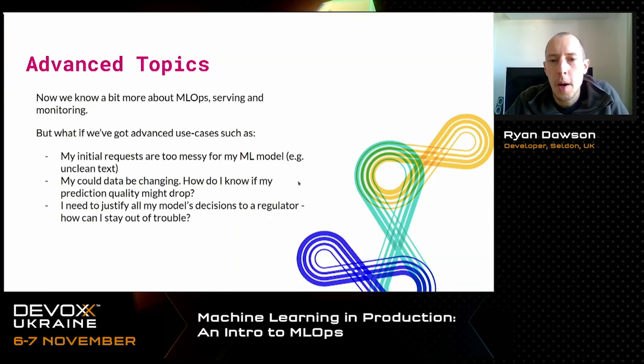Now that we know a bit more about MLOps, we can delve a little bit into some of the advanced use cases. In particular, I'm going to talk about three situations which relate to serving and monitoring. First, what if the requests that come from my consumers are too messy for my machine learning model to deal with? For example, maybe we've got text requests that are not clean and require transformation before the model can give a prediction on them.